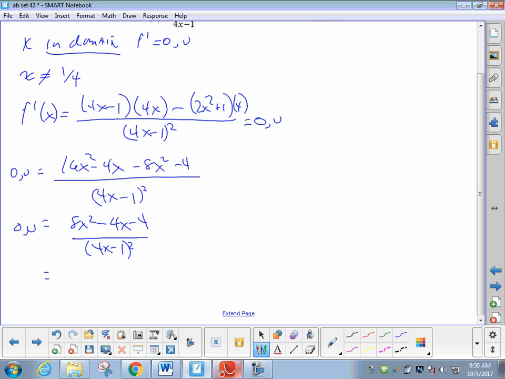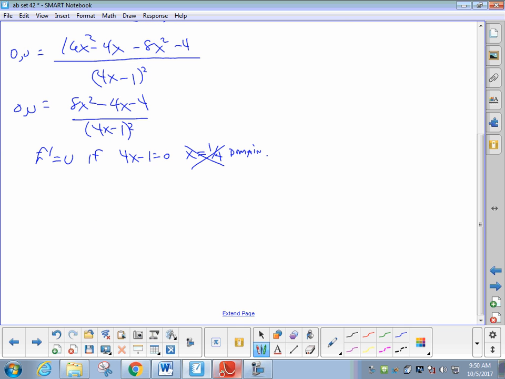This would be undefined. Let's go with the two cases here. F prime is undefined if what happens? 4x minus 1 equals 0, which is x equals 1/4. Is that a critical number? It is not. That violates the domain, right? So that was a good candidate, but no, it's out. It's not in the domain.